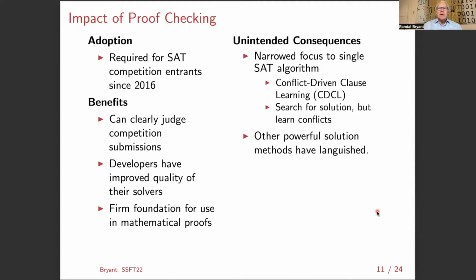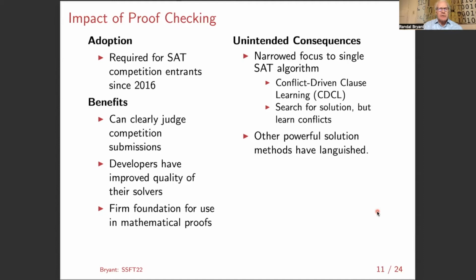Like every good idea, though, it's had some unintended consequences. One is that it's tended to narrow the focus to a particular class of SAT solvers called conflict-driven clause learning solvers, or CDCL. Now, these are by far the most powerful general approach to SAT solving, and so I don't want to discredit them at all. And we have a proof framework that I'll describe that very naturally makes a good target for this class of SAT solvers.